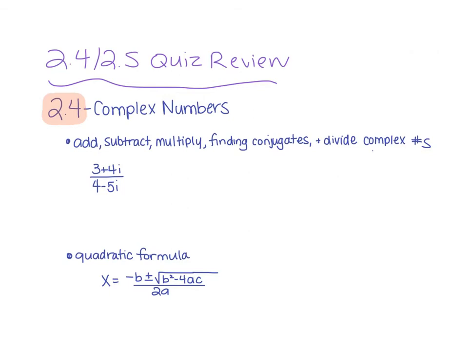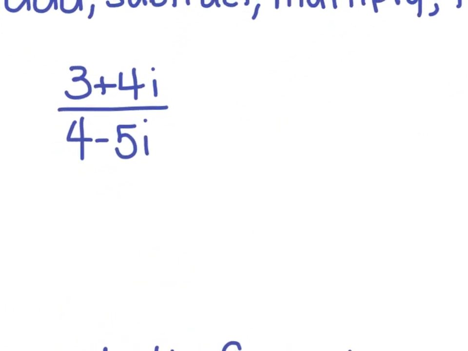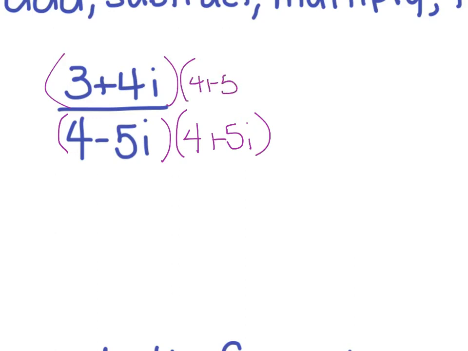So if I were to look at the example that's there, I can't leave that i in the bottom because it's the same thing as leaving a square root in the bottom. So I would rationalize by multiplying both the top and the bottom of the conjugate, which is? Good, 4 plus 5i. So in the numerator, I would distribute 3 times 4 is 12. 3 times 5i is positive 15i. 4i times 4 is a positive 16i. And then 4i and positive 5i is positive 20i squared.